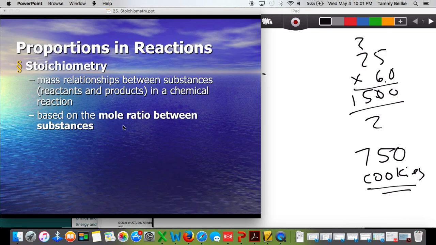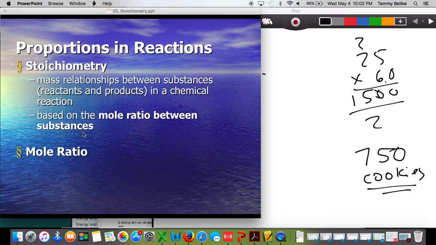It's based on this thing called a mole ratio. So this is where the ratio is coming in. And this mole ratio is going to allow us to do those factor label method problems and molar conversions from one compound to another. So now we're going to be able to predict, based on this many grams of reactant, I can figure out how many grams of product I should make.